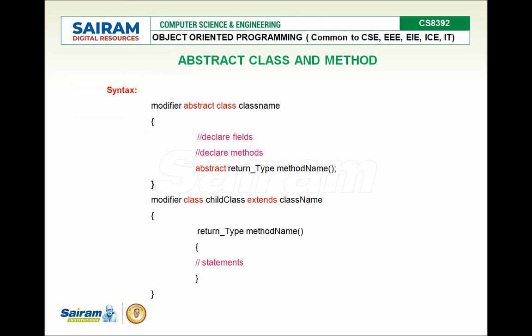This is the syntax we have already seen. Modifier, abstract keyword, class name, your normal variables and methods, as well as the abstract method: abstract keyword, return type, method name. The base abstract class is over, and in a child class, the abstract class is extended and the abstract method is implemented in the child class. Now let's see an example.